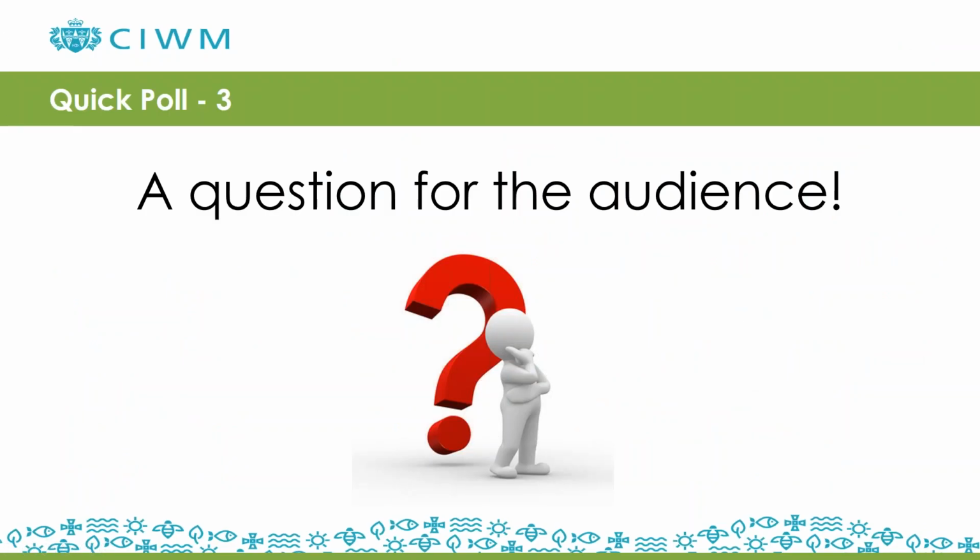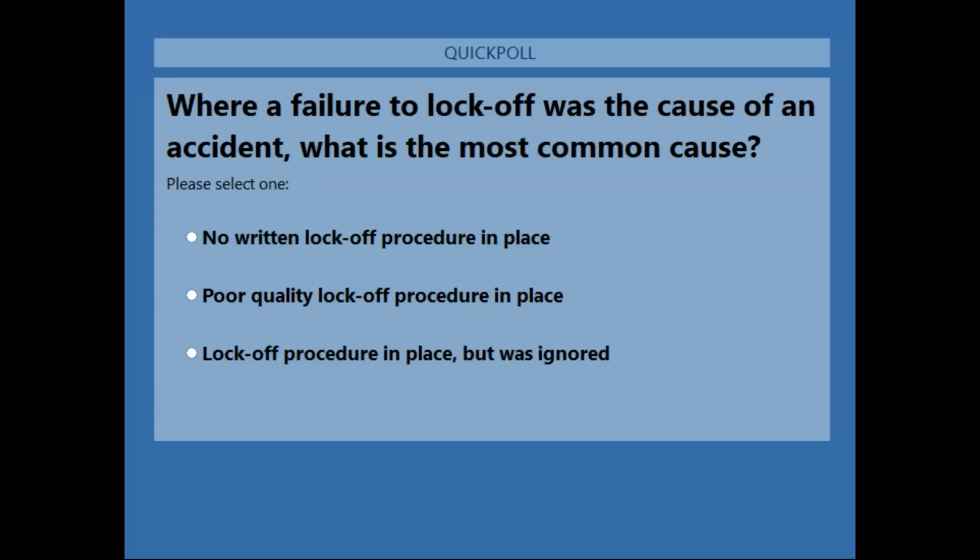Thank you, Geoff. And now we have another question for the audience. Where a failure to lock off was the cause of an accident, what is the most common cause? Is it due to no written lock-off procedure in place, or a poor quality lock-off procedure in place, or there's a lock-off procedure in place but this was ignored? I'll give you a couple of seconds.